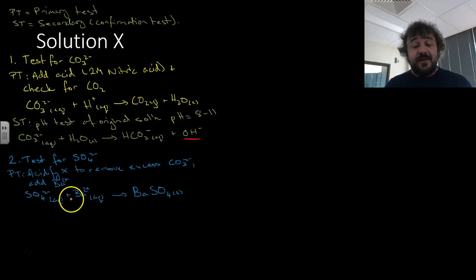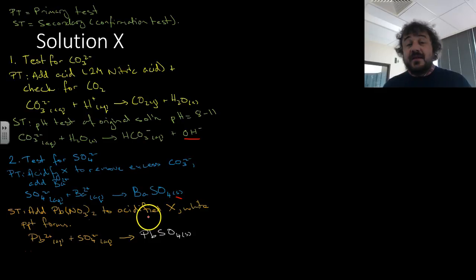Remember, we're just talking about net ionic equations here. So sulfate plus barium gives you barium sulfate. You can see that's a solid, so that is a precipitate. We can test it by adding lead nitrate. If we add lead nitrate to acidified solution X, a white precipitate will form if there are sulfates there, so lead sulfate is a white solid.